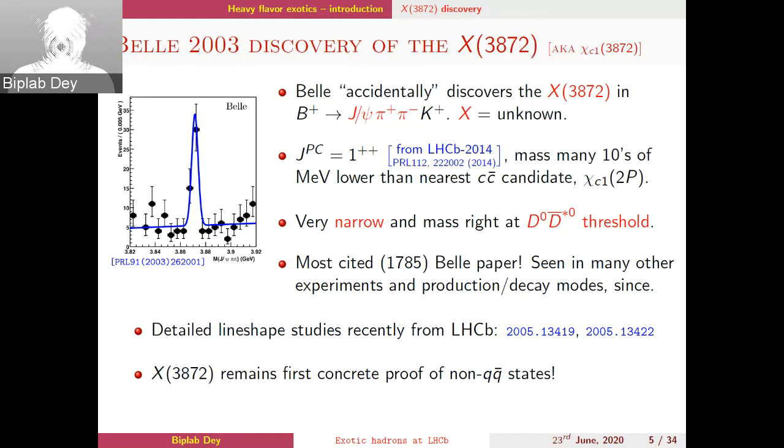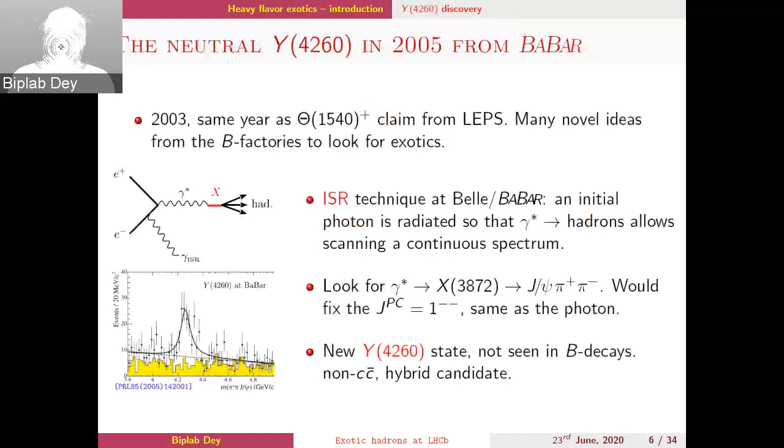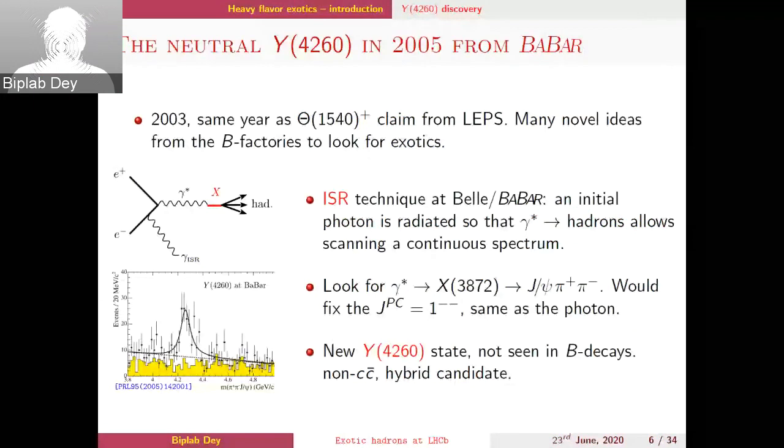So this thing remains the first concrete proof of non-q qbar states appearing. Around 2003, remember, this was the same year as the pentaquark from LEPS came out, so this was a very hot topic, and many novel ideas started appearing from the B factories to look for these exotics. One of these was the so-called ISR technique at Belle and BaBar. So you have e+ e- colliding, and then you emit a soft photon, okay, and then you produce a gamma star, a virtual photon, and that decays into a bunch of hadrons. So the idea was that since this X or whatever is going to be produced comes from a gamma star, that would immediately fix the J^PC of this 3872. So they were really hoping that this 3872 would appear.